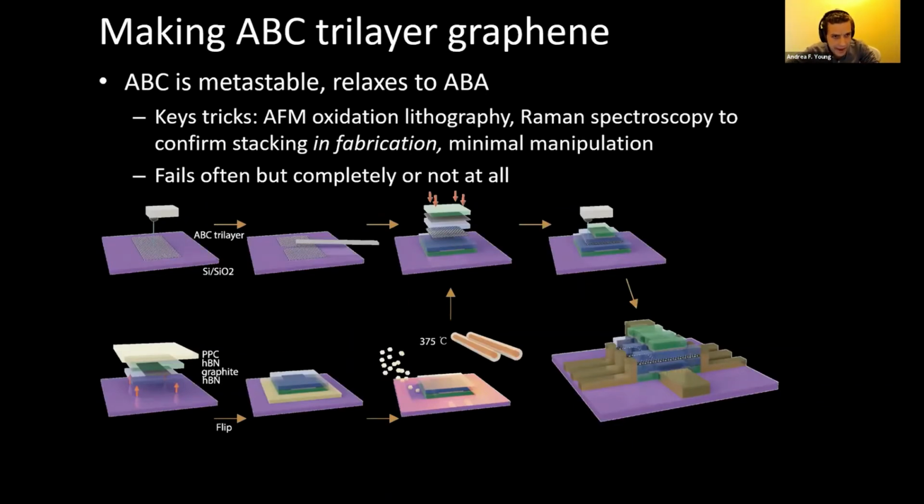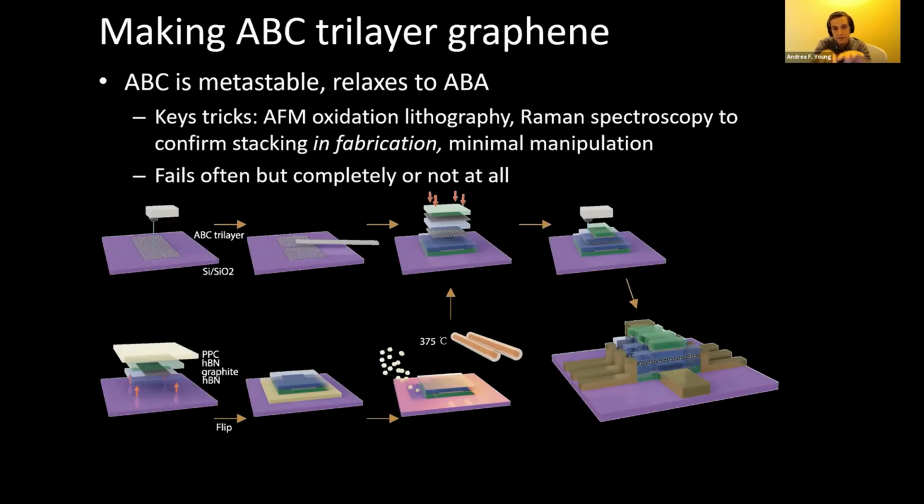They have this problem that ABC is metastable. It's not unstable, it's metastable. So it's an energy minimum in the structure, but it likes to relax to ABA. So there are some tricks you can use to try to stabilize these ABCs. The good news is that this tends to fail completely or not at all. In other words, you don't generally generate mesoscopic disorder of ABA and ABC domains. You typically either get a sample that's entirely ABC or entirely ABA.